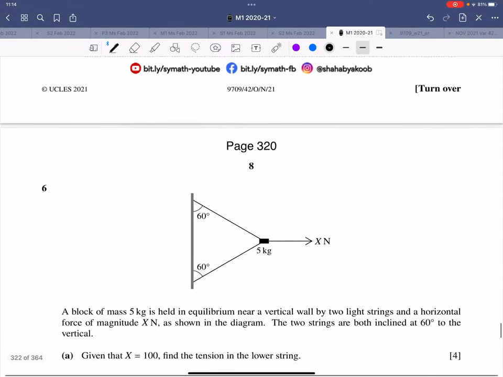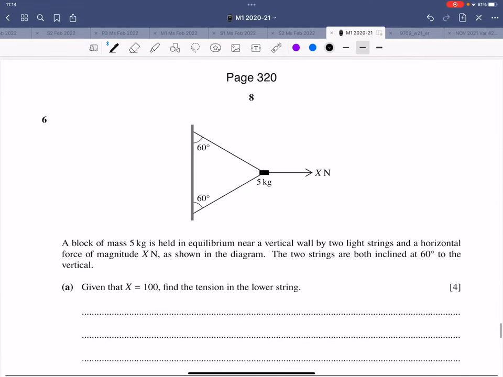Question number six says, a block of mass 5 kg is held in equilibrium near a vertical wall by two light strings. Now, very first thing, right from the beginning: when they say two light strings, that means both are different strings. So two different tensions, one is the blue, one is the purple. The blue one, let me label as T1. The purple one, let me label as T2. So there are two different tensions.